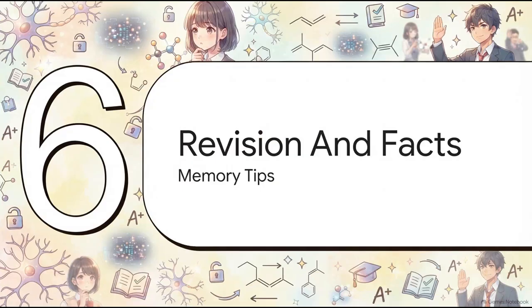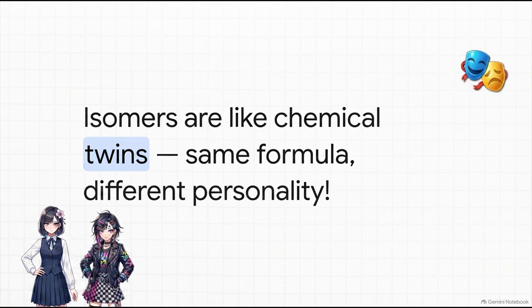Section 6. Quick revision and facts. Let's lock in some memory tips. To wrap up our explainer today, we're going to quickly review what we've learned so you can confidently ace your exams on this topic. First up, a really easy memory tip. Always remember our chemical twin analogy. Just like identical twins might look exactly the same at a quick glance, isomers look identical on paper as a molecular formula. But, just like twins have entirely different personalities, hobbies, and behaviors, isomers behave uniquely in the real world when it comes to their physical and chemical properties.